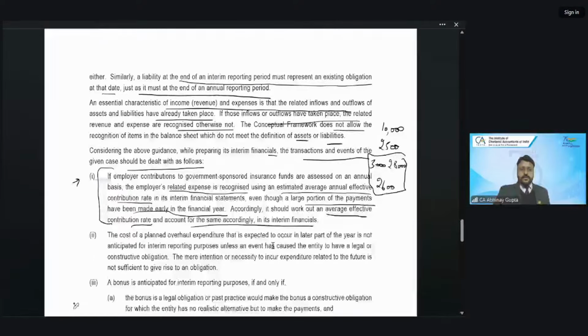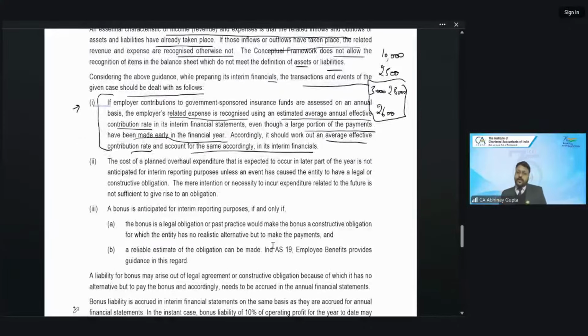Then the second matter: the cost of a planned overhaul expenditure is expected to occur in the later part of the year and is not anticipated for interim reporting purposes unless the event has caused the entity to have a legal or constructive obligation. The mere intention of the management to incur some expenditure on renovation in the future is not sufficient to give rise to an obligation, because there is no present obligation and hence no liability, and hence no provision is required to be recognized in the interim financial period.